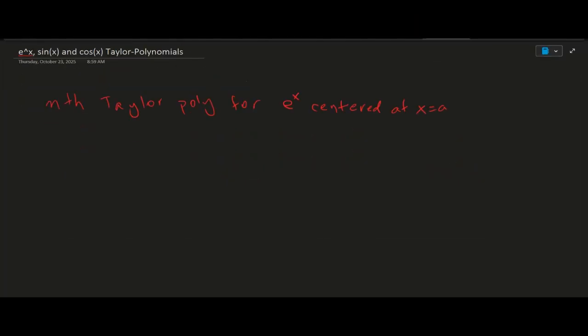So today we want to talk about a few derivations of Taylor polynomials for some famous functions: e to the x, sine of x, and cosine of x. So let's start with e to the x. Step one is, remember, f of x is e to the x.